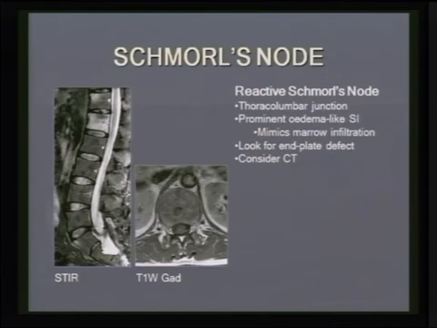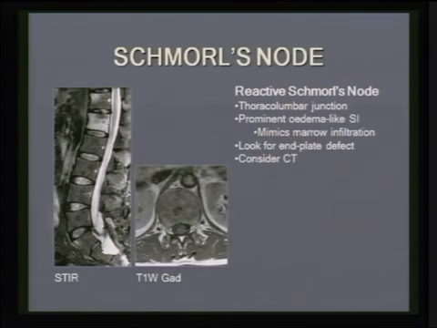One feature to be aware of, particularly in Schmorl's nodes arising around the thoracolumbar junction, is that a relatively small Schmorl's node can result in very diffuse marrow edema. So here we have a small end plate defect, you can see in the superior end plate of L1, which has resulted in edema throughout the whole of the vertebral body, which is mimicking infiltration, potentially due to a malignant tumour. So it's important to be aware of the possibility that this can be due to a small Schmorl's node.